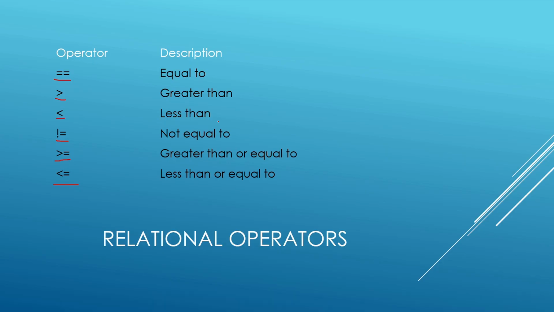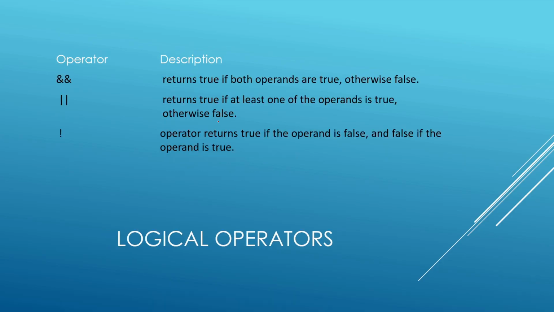Now let us study the logical operators. Now what are logical operators? They are used to combine two comparisons. I will just make a sample program in a while. The very first operator is double AND, not the English AND, just two AND signs from the keyboard. AND returns true if both operands are true, otherwise false.